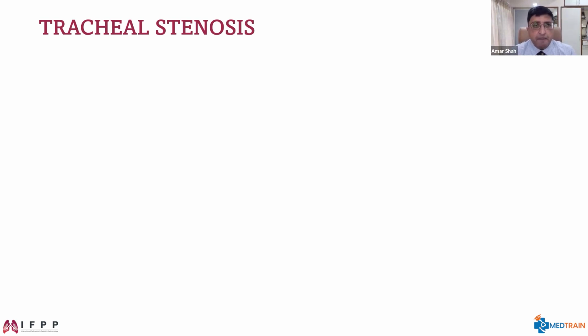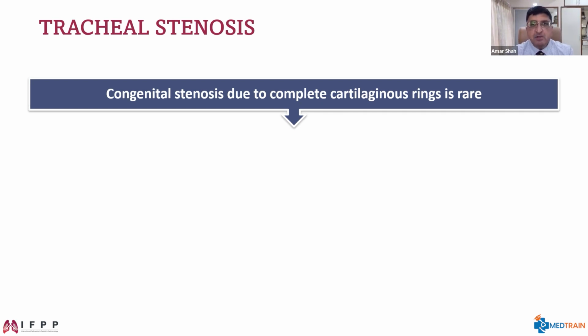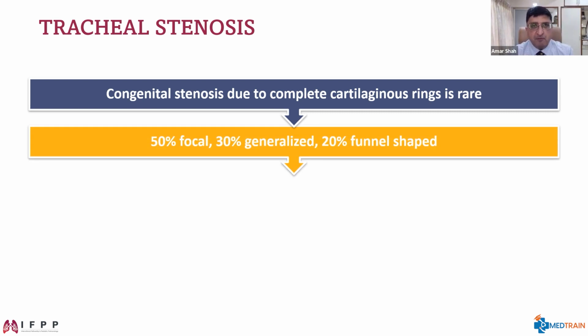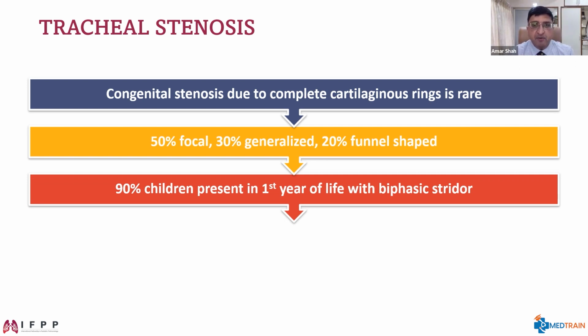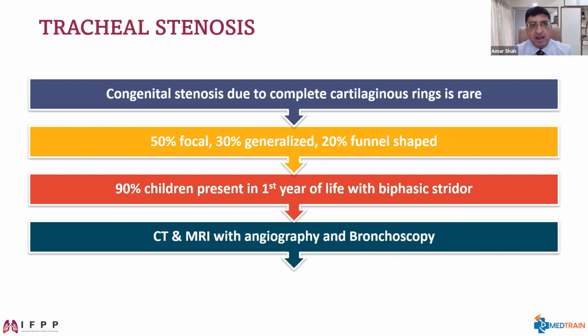Tracheal stenosis. Tracheal stenosis is the congenital stenosis due to complete cartilaginous rings in the trachea. This is quite a rare problem. 50% may be just a focal tracheal stenosis, 30% may be generalized, and 20% may have a funnel-shaped stenosis. 90% of the children present in the first year of life with biphasic stridor. A CT scan and an MRI with angiography and bronchoscopy may help to diagnose this complex problem.